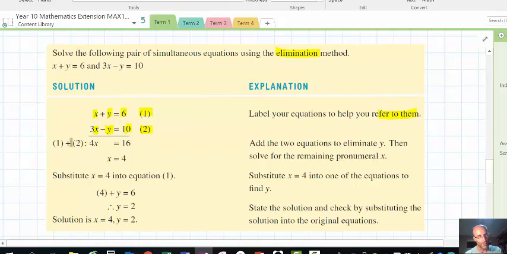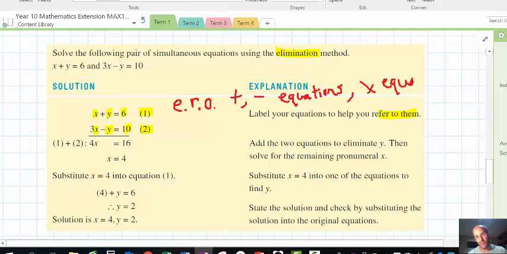Now in this one here, this is a straightforward one. You are allowed to add and subtract equations. If you do maths and senior, you might hear about things called EROs, and they're elementary row operations. And what that basically means is you can add or subtract equations, and it means that you can multiply equations by a number.